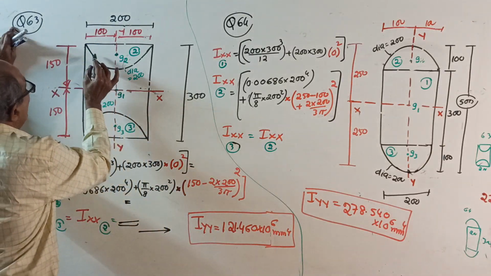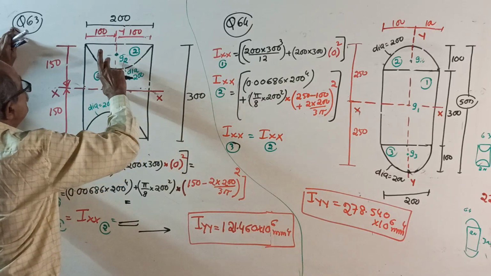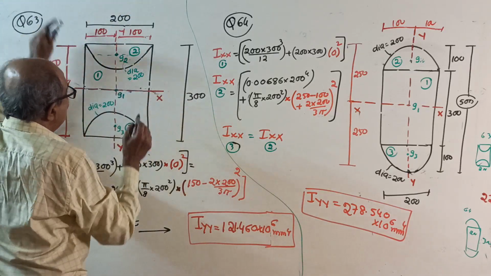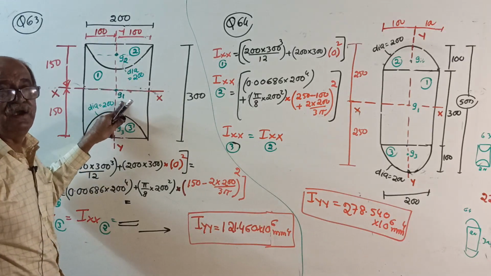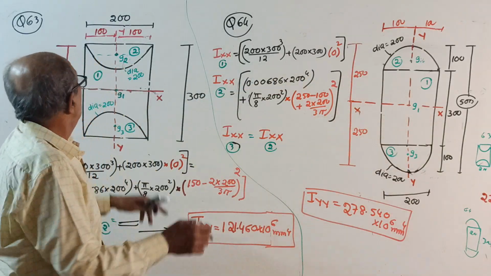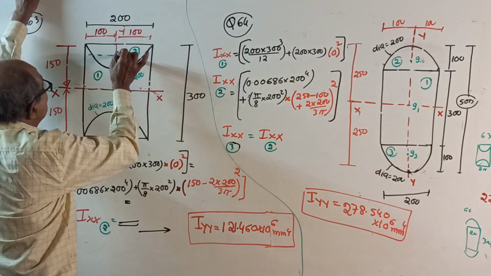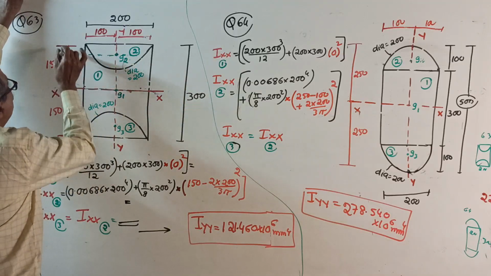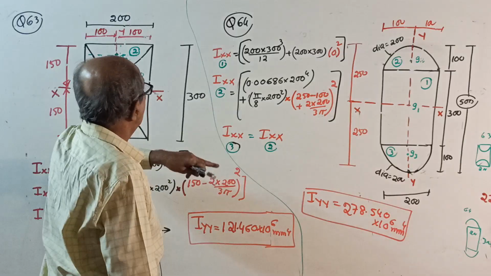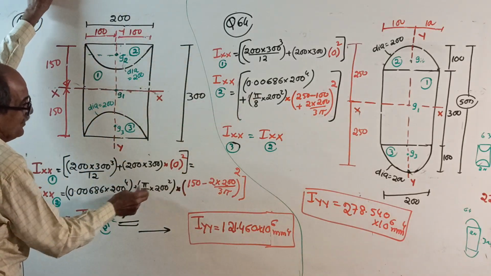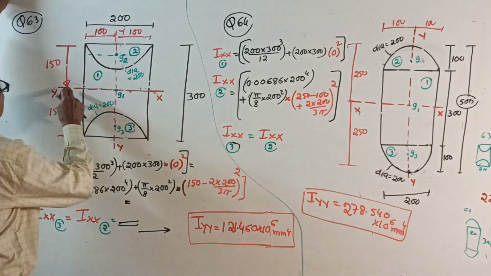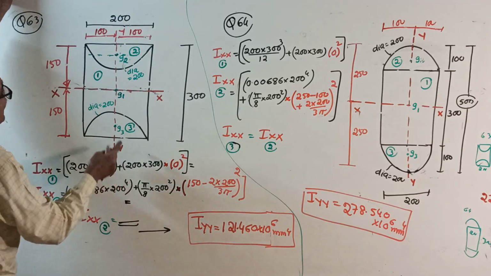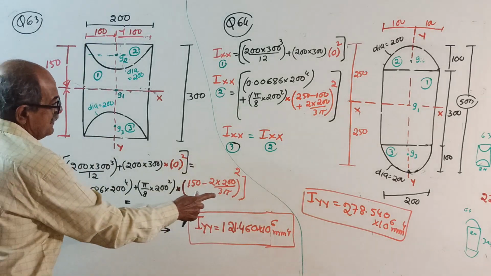Now I will not explain. I about its own axis plus area into this distance square. First rectangle: I about its own centroidal axis, which coincides with the x-axis, plus area into 0 square. Here, I about its own centroidal axis, write the answer, plus area into this distance square. 150 minus 2d by 3 pi. Not there, you should see here, 250, 150 minus. The first one is the same for both, that's why. 150 minus 2d by 3 pi whole square.